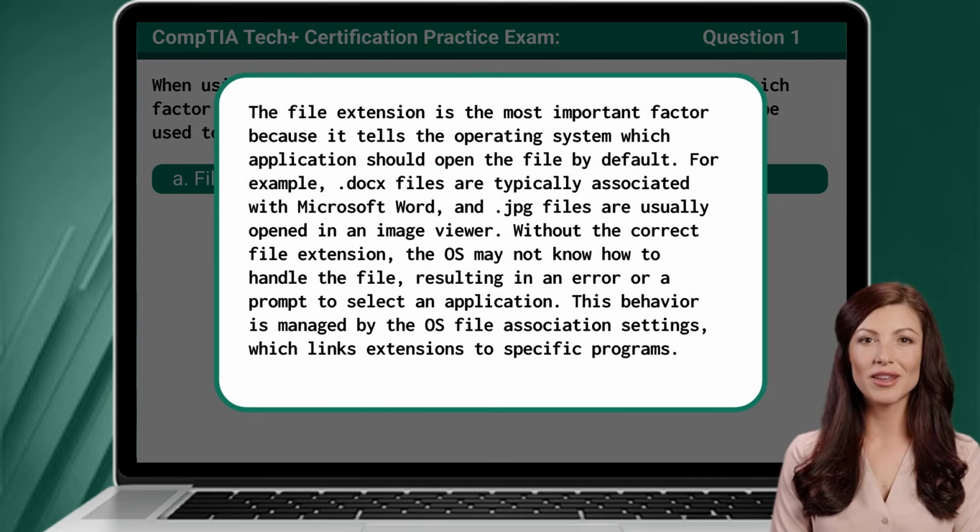The file extension is the most important factor because it tells the operating system which application should open the file by default. For example, docx files are typically associated with Microsoft Word, and JPG files are usually opened in an image viewer. Without the correct file extension, the OS may not know how to handle the file, resulting in an error or a prompt to select an application. This behavior is managed by the OS File Association settings, which links extensions to specific programs.